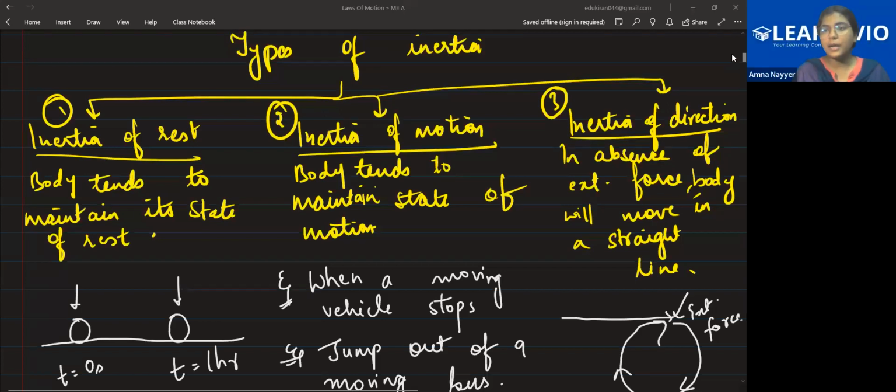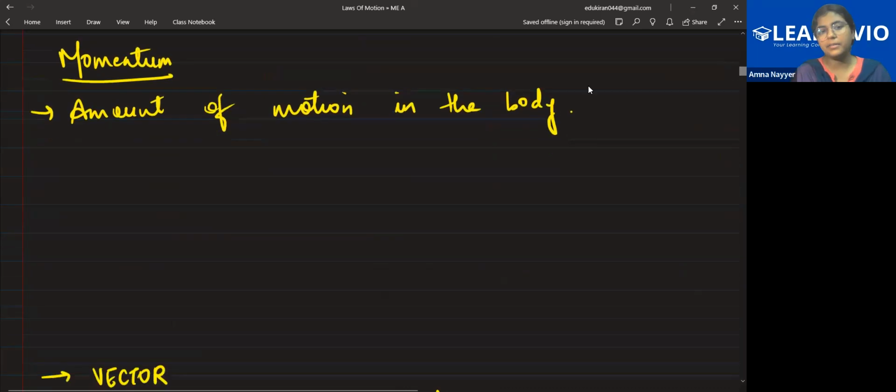Okay, now see the next topic, which is momentum. Momentum means the amount of motion which is left in the body. Suppose a vehicle is moving very, very fast. Or let's take the example of a wooden block, and a bullet has been shot. The gun has been shot and the bullet is moving very fast and it goes into the block. It penetrates into the block. Now it should have stopped.